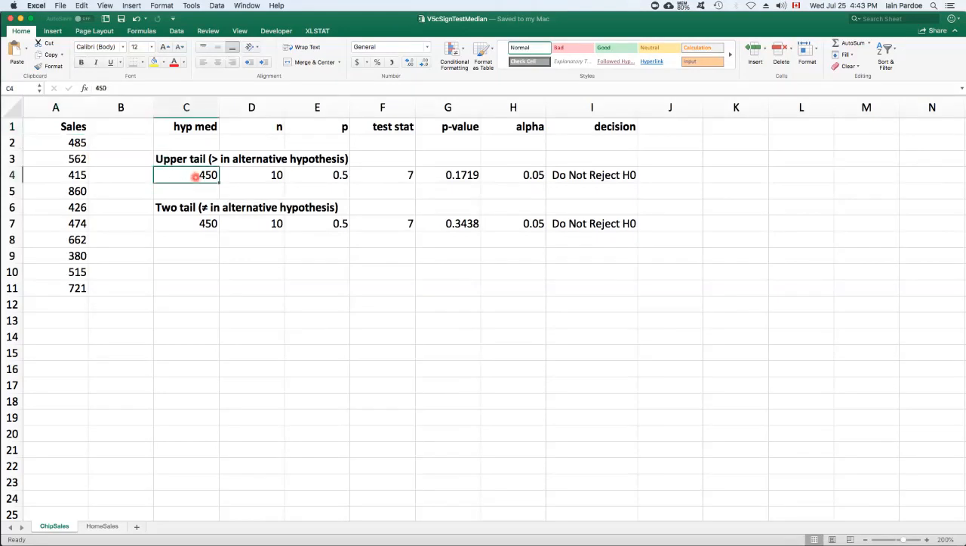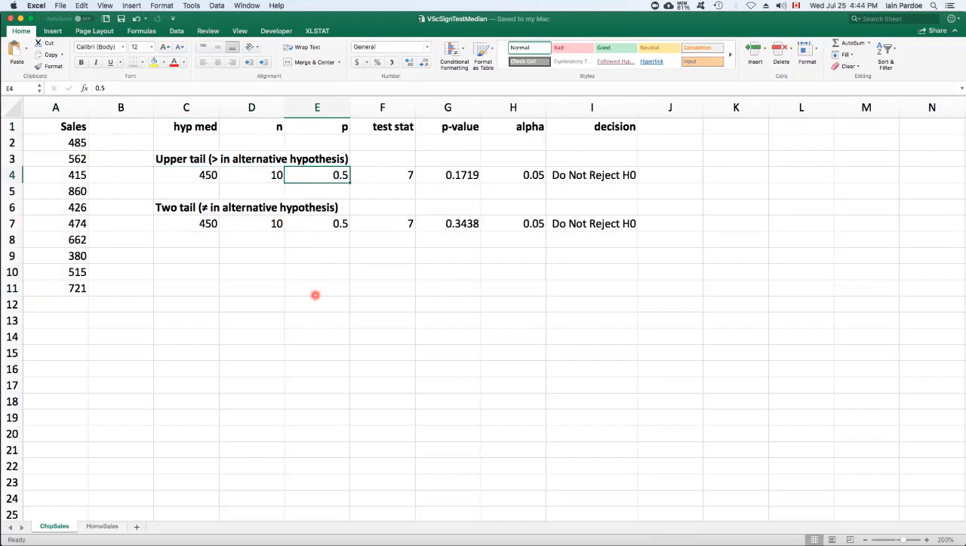And so I've written my hypothesized median here. Our sample size is, we have 10 measurements. With the sign test, we throw out any measurements where the sample value is equal to the hypothesized median. But in this data set, none of these values are equal to 450, so we have the full sample size of 10.